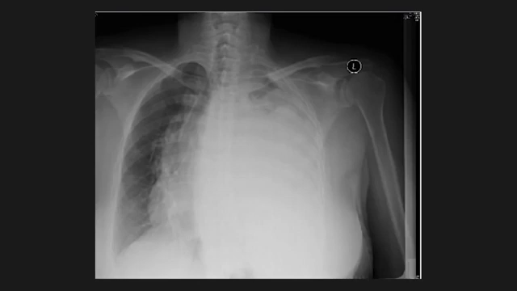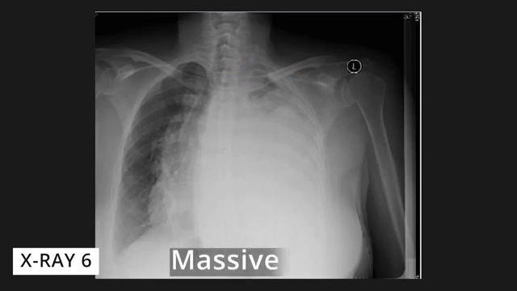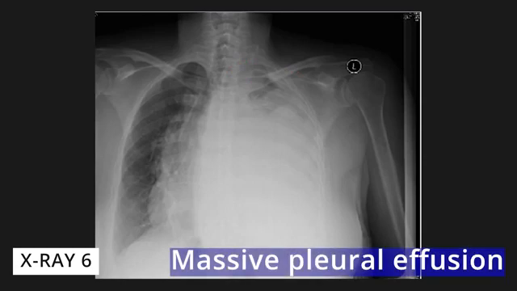The trachea is normally located centrally or deviated very slightly to the right, and before commenting on tracheal deviation you need to make sure that there should be no rotation. Now in this X-ray you can see trachea is pushed to the other side. So this X-ray is of massive pleural effusion, that is the collection of fluid in the pleural cavity on the left side, which has pushed the trachea on the other side.